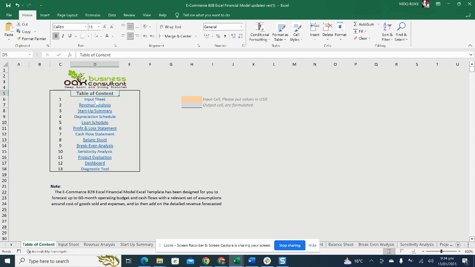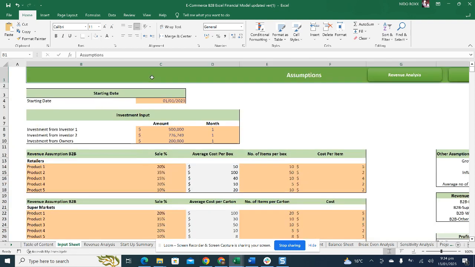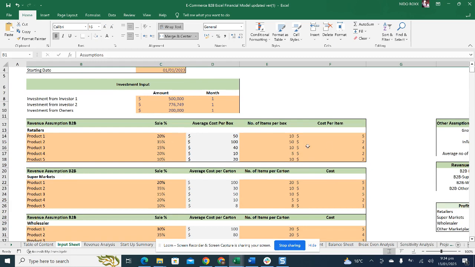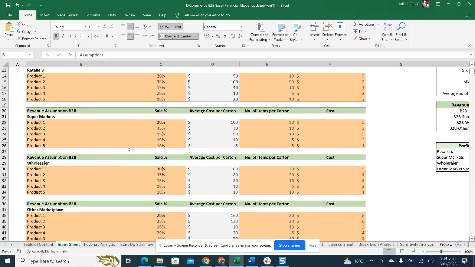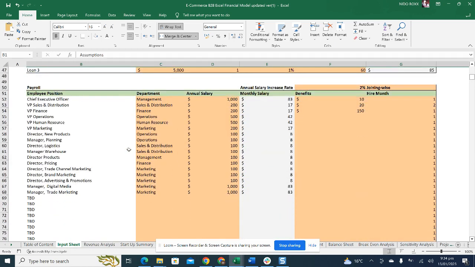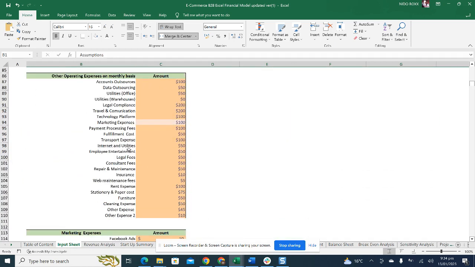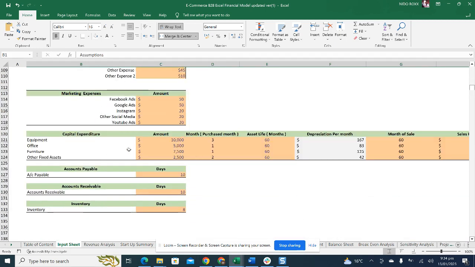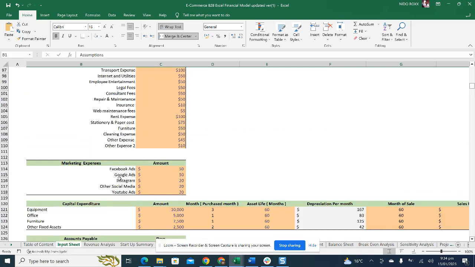Moving on to the input sheet. As you can see, the key area where you can add your specific information of your business. It includes a starting date of your business, further investment, other assumptions, revenue assumptions, profitability margin, loan schedule, payroll, operating expenses, marketing expenses, capital expenditures, accounts payable and receivables in days, and inventory.